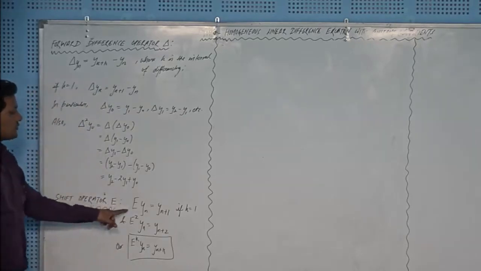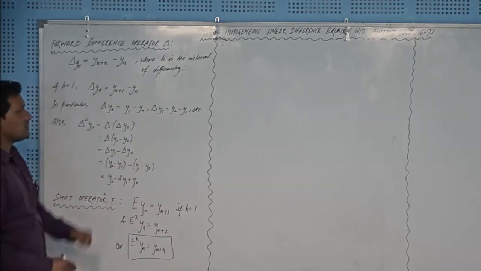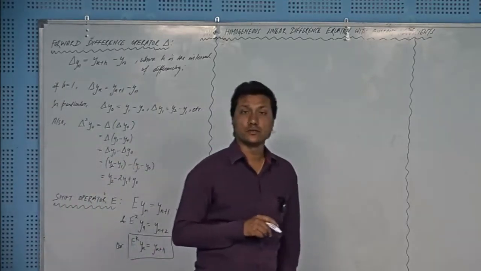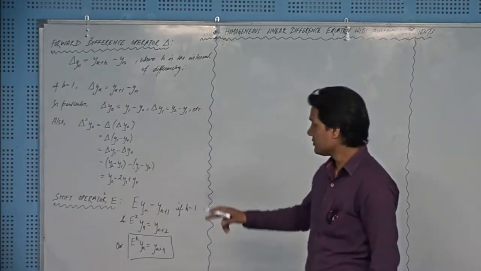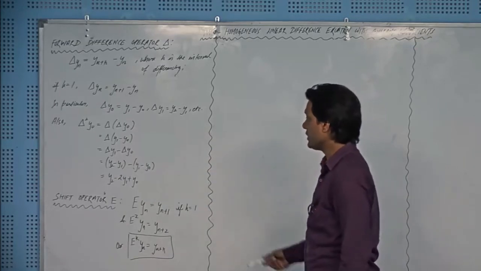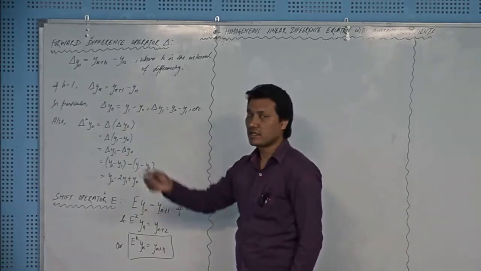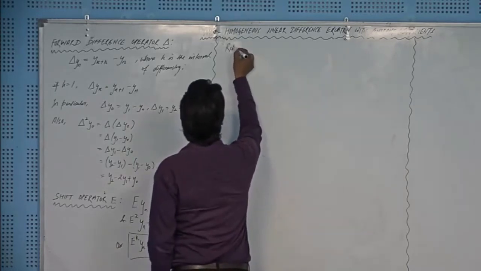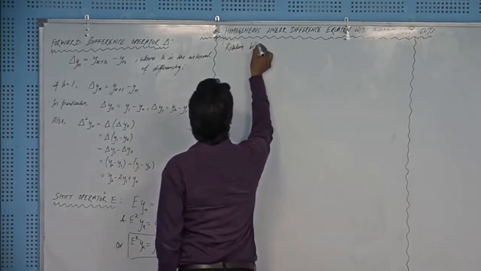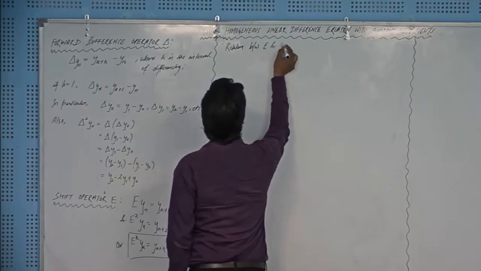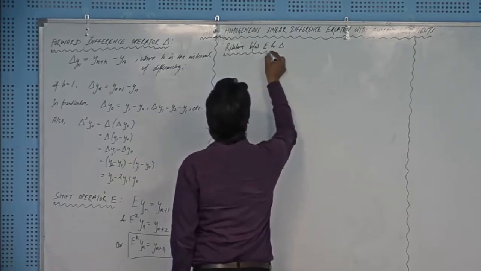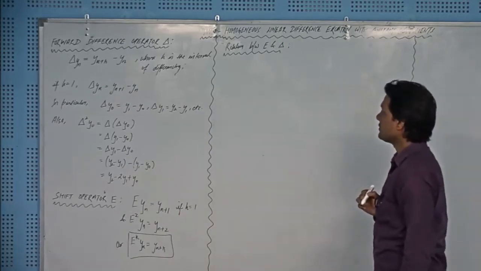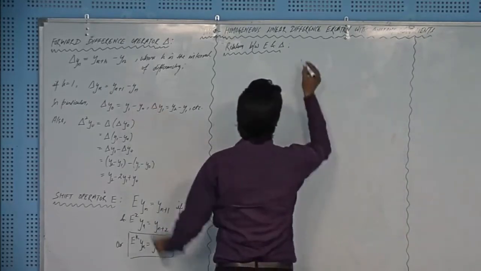So both the shift operator and the forward difference operator will be the important part of this video. Before that, I have to give a relationship between these two. E and delta are related by a small relationship, and that is the relation between capital E and delta. This is a small derivation, and I will start with delta.